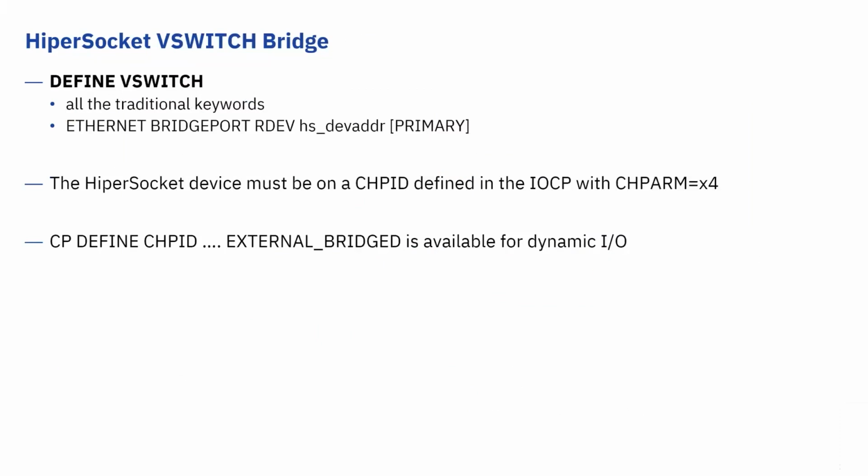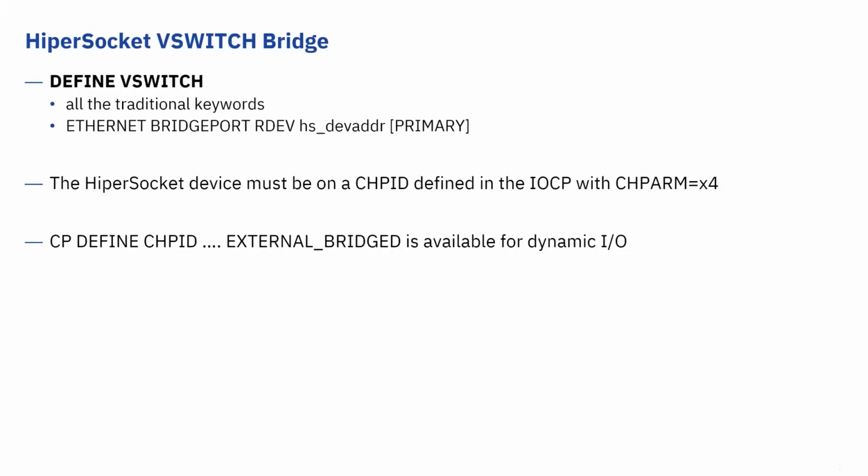Again, this only works for Ethernet mode vSwitches. You specify a bridge port, and you're going to point to a HiperSocket device. That's the HiperSocket device that is used by the HiperSocket firmware to communicate with the bridge, with the vSwitch. Now, for this to work, you have to go into the IODEF, and where normally you might see CHPID 0, you have to change that to CHPID 4. That enables the bridge.